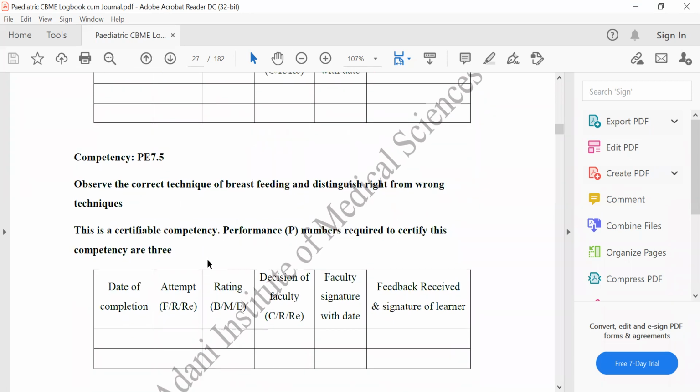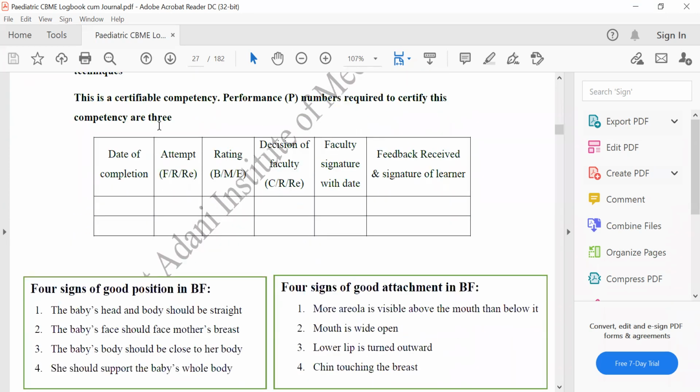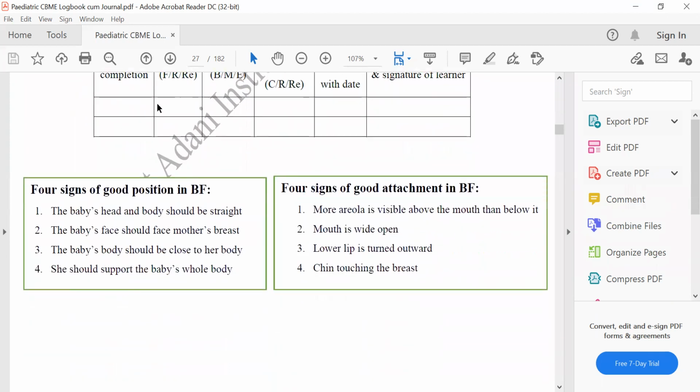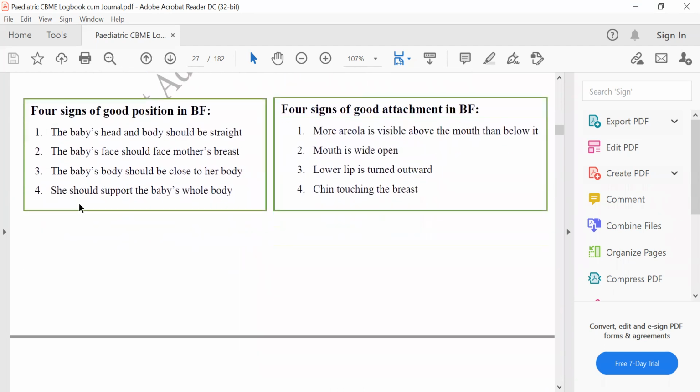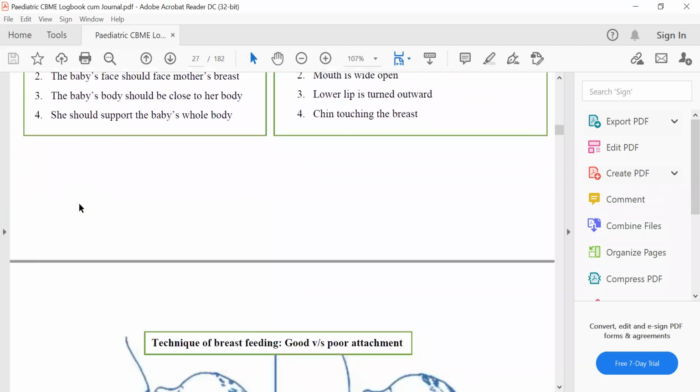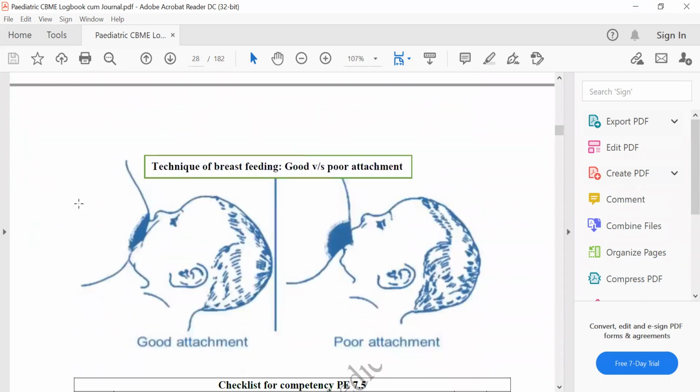And now for example, this competency is again a certifiable competency. In this, observe the correct technique of breastfeeding and distinguish right from the wrong technique. The performance number which will be required to certify this competency is 3. Again, I have mentioned this line, and then some information about the breastfeeding, which we are going to ask and observe.